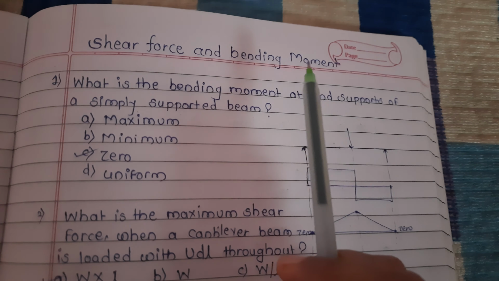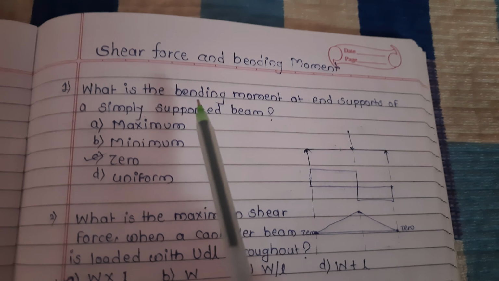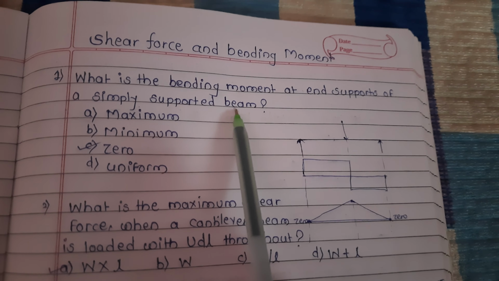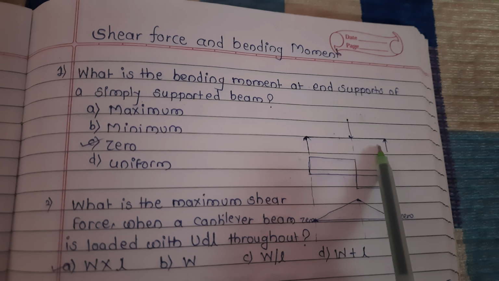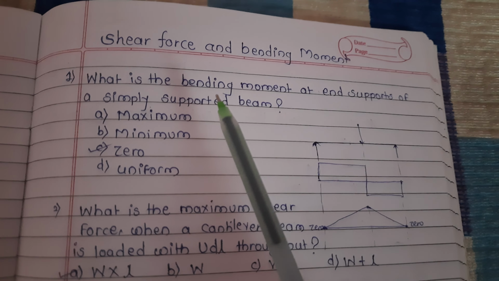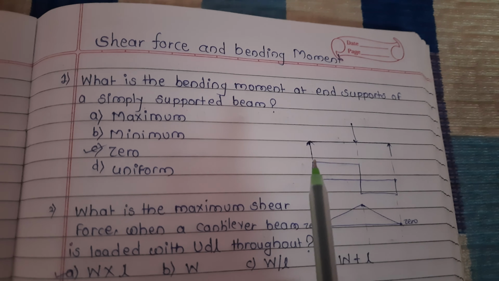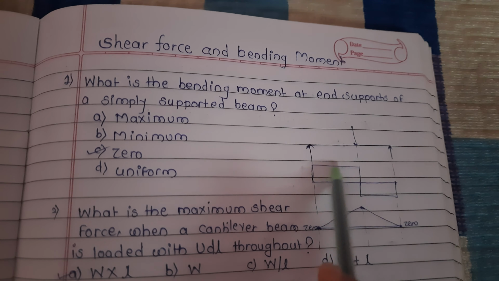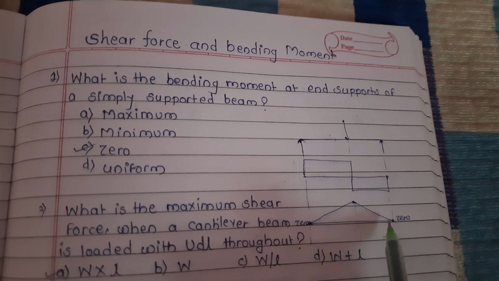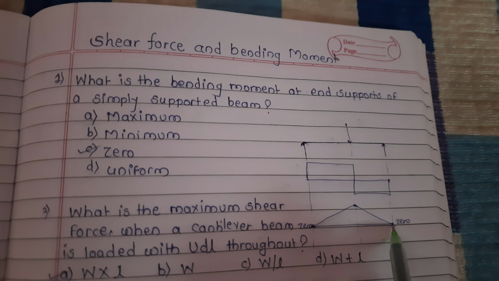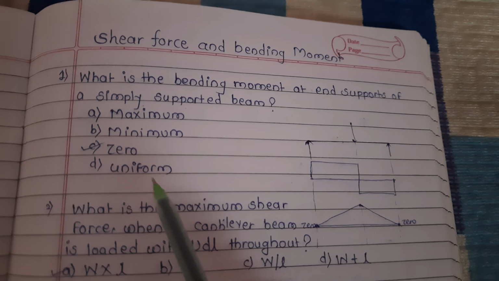Shear force and bending moment. What is the bending moment at the end supports of a simply supported beam? See, this is a simply supported beam. What we have asked is, what is the bending moment at the end supports of a simply supported beam? This is the shear force diagram and this is the bending moment diagram. Hence, the bending moment at the end supports of the simply supported beam is 0.